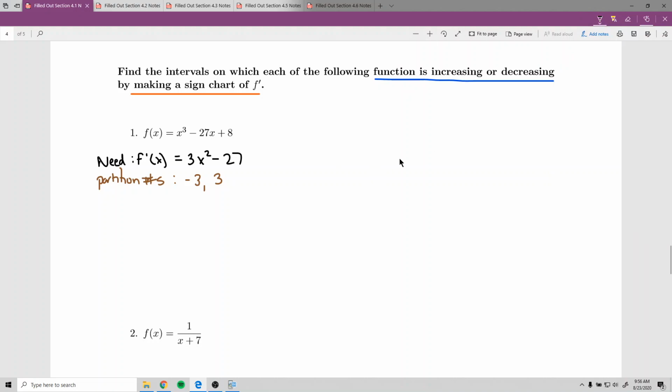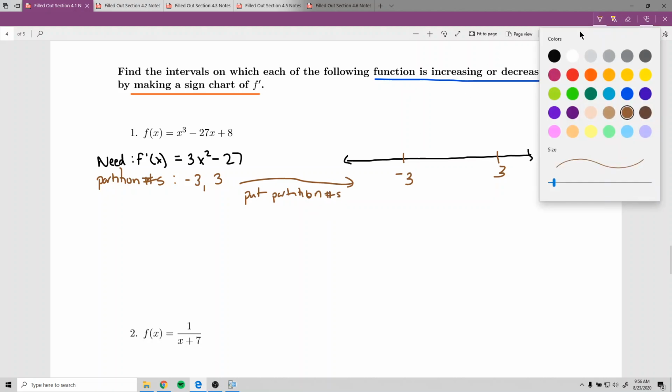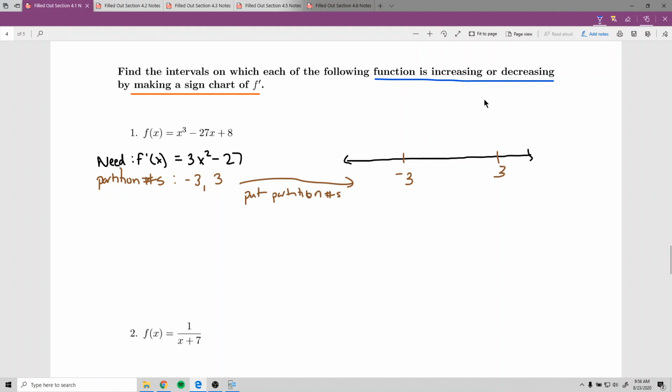Okay. So here's how we make the sign chart properly. Make your number line. What you want to do is mark off all the partition numbers here. So -3 and 3. Now, it's actually pretty nice in that you don't actually have to solve the inequality to figure out where it's increasing or decreasing. We just plug in numbers in each interval and see whether it's positive or negative.